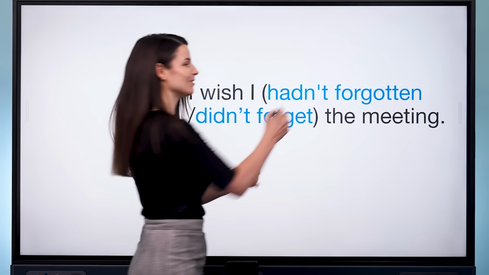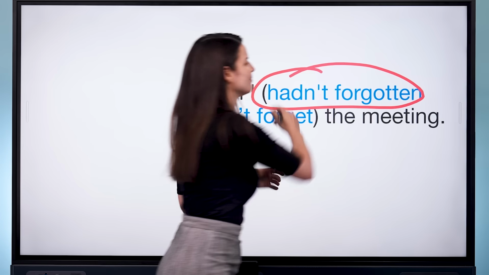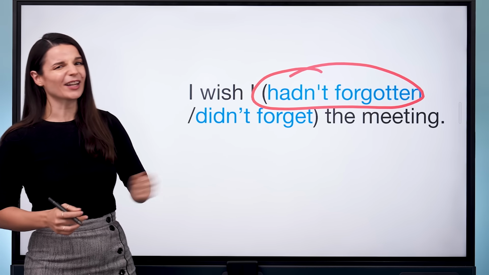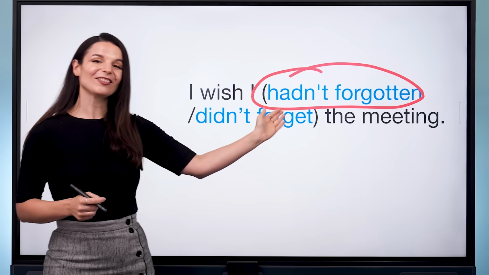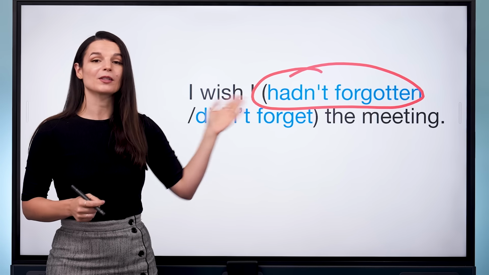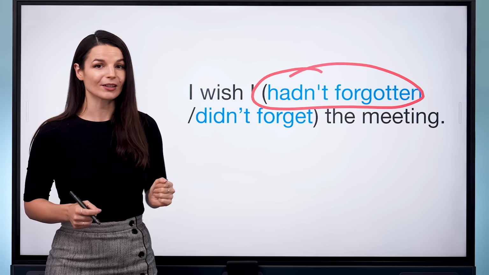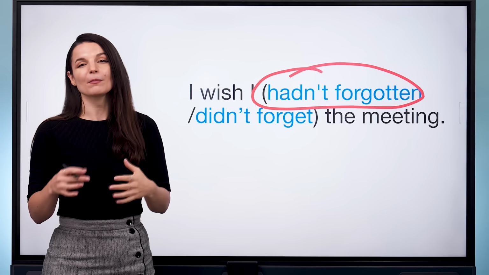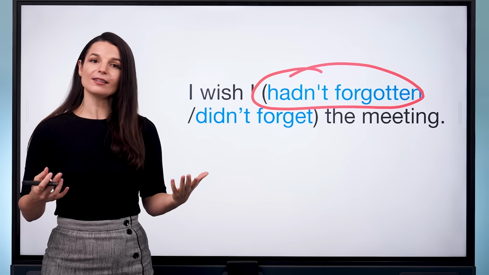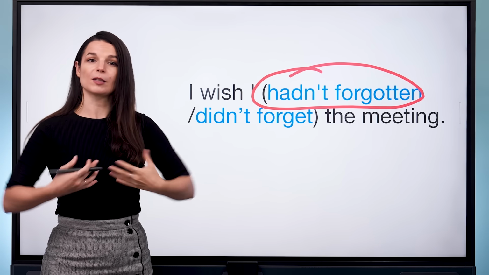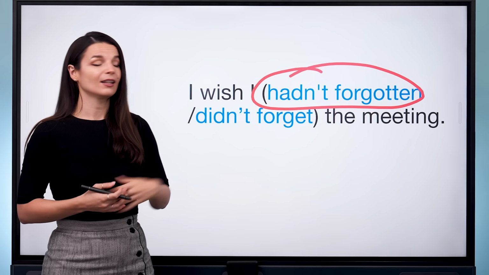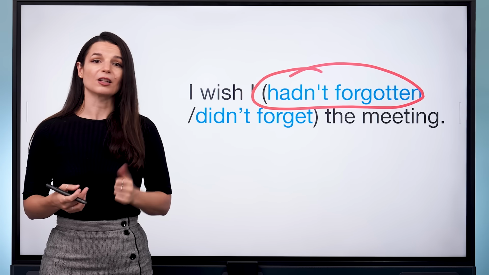Hadn't forgotten. I wish I hadn't forgotten the meeting. Hadn't forgotten is correct because we use I wish plus past perfect to express regret about something that already happened. In this case, the meeting was missed and the speaker regrets forgetting it. Didn't forget is incorrect here because it's simple past.